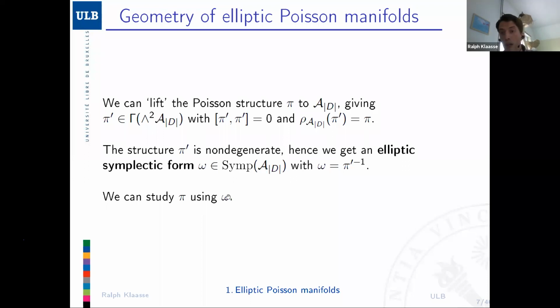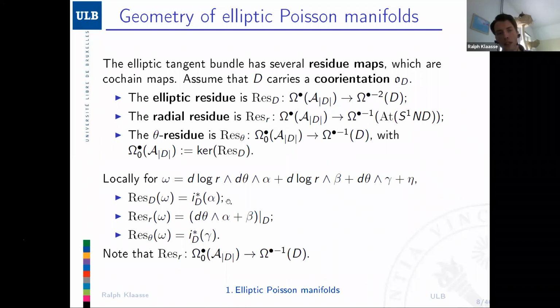Now, how do you go about studying them? Well, you need to use information of the specifics of the Lie algebroid in some way. And basically, the way in which you can pull out different forms in the Lie algebroid is by using residue maps. So here's a sort of nasty slide explaining residue maps in this case.